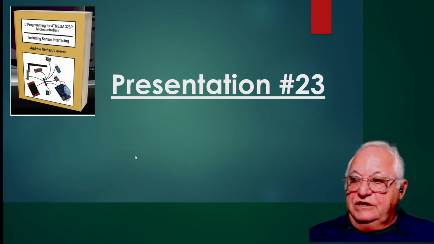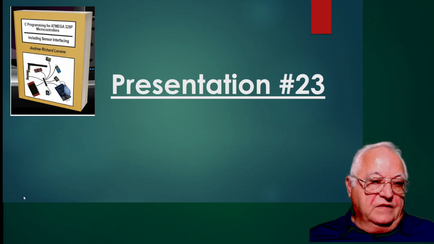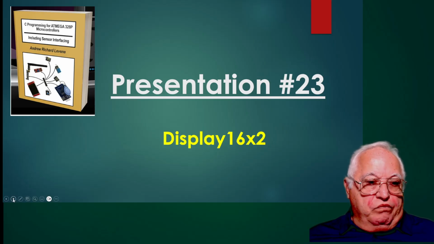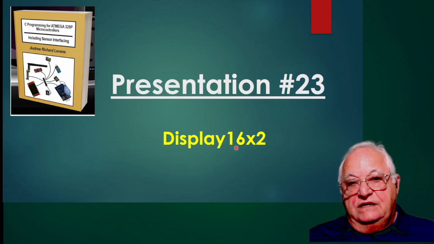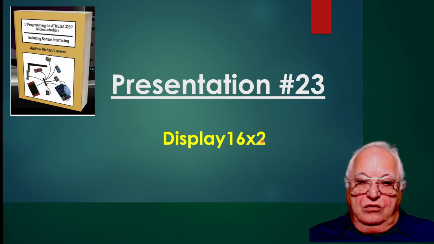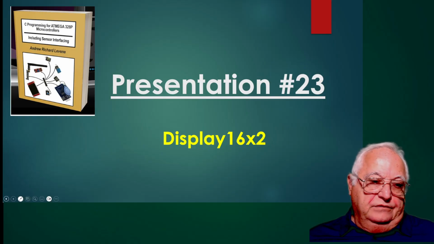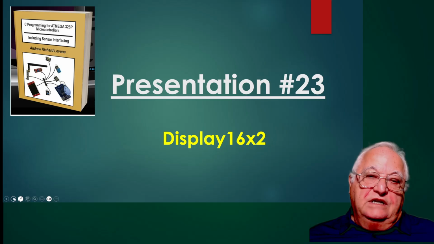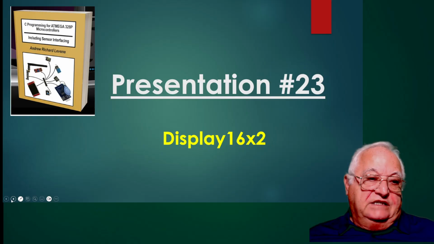Welcome to Presentation 23. Today we're going to be talking about the 16 by 2 display. This means that this is a display that has 2 rows and can display 16 characters, 16 columns. I should say that this is one of the simplest displays to program, because all you have to do is send it basically ASCII characters, and it will display them at the location you want.